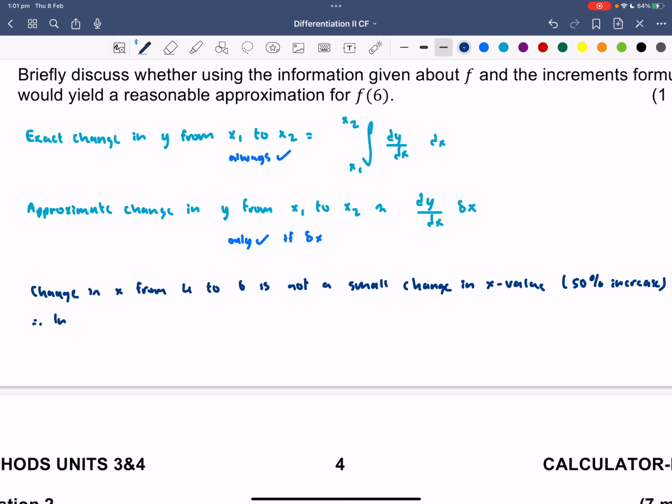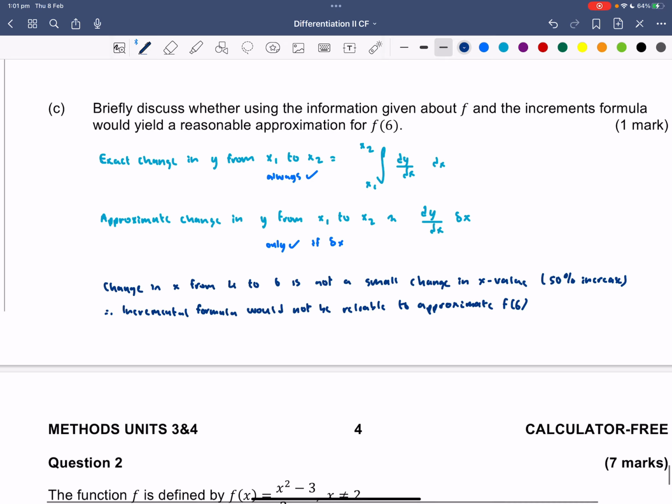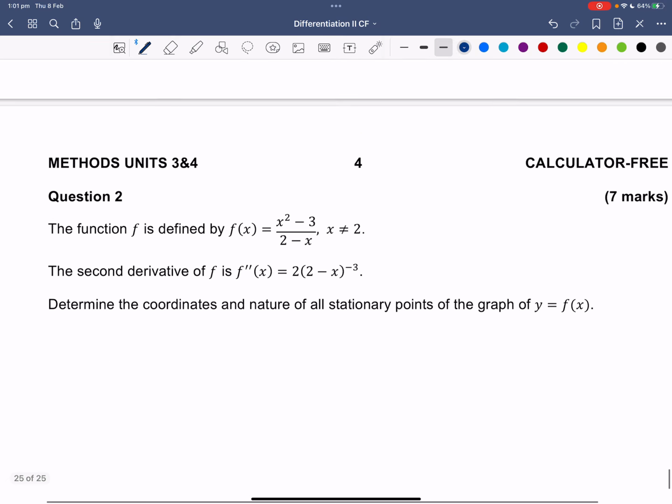Therefore, the incremental formula would not be reliable to even approximate f of 6. It only works, guys, for very small changes. The bigger the change, the less reliable it is. There's no magic point at which you can stop. Just the further away, the bigger the change, the less reliable it is.